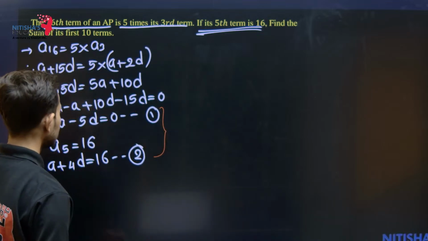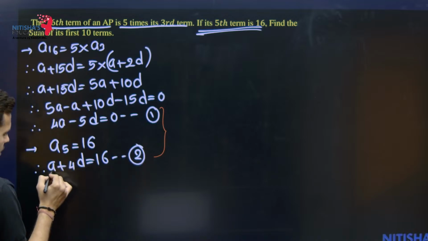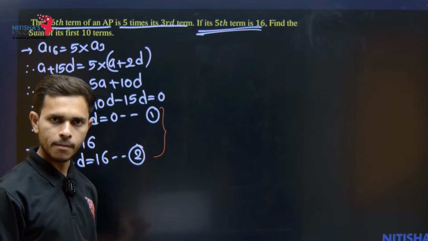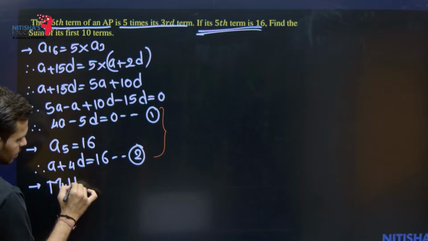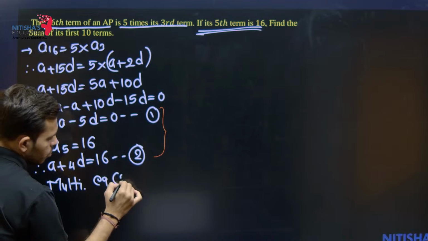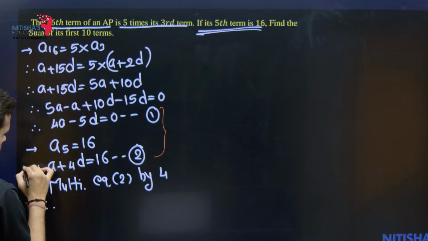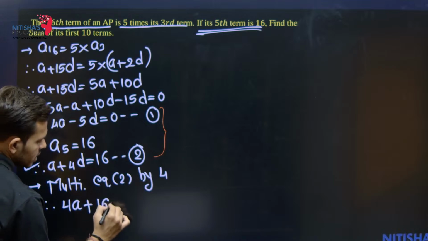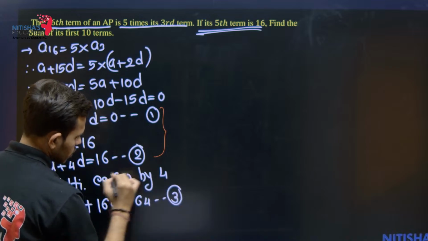If we want to use the elimination method, then in equation number 2, the coefficient of a is 1. To make the coefficient of a equal, we need to multiply equation number 2 by 4. So let's multiply equation number 2 by 4. It will become 4a plus 4 4s are 16d, and 16 4s are 64, and it will be our equation number 3.